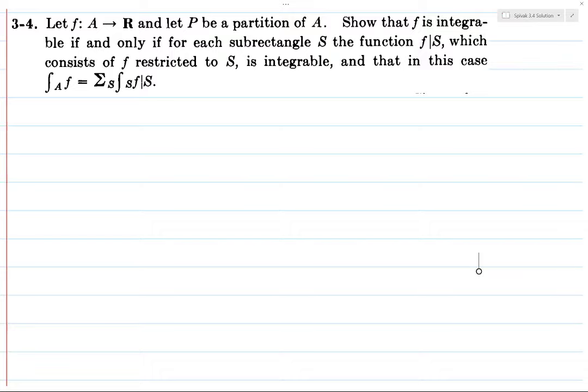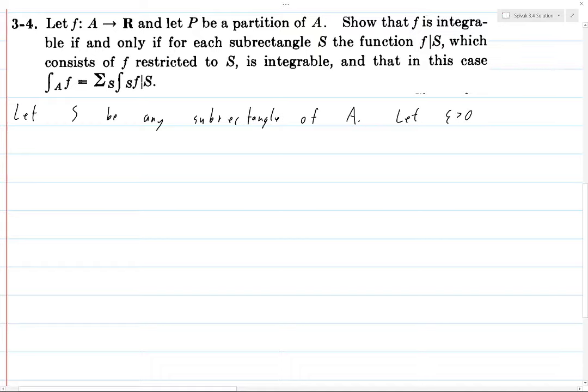So let's see here. For each subrectangle, f restricted to S is integrable. Okay, so I think this is supposed to be proving it for every rectangle S in the partition P, but we're going to prove this direction for any subrectangle of A. So let S be any subrectangle of A.